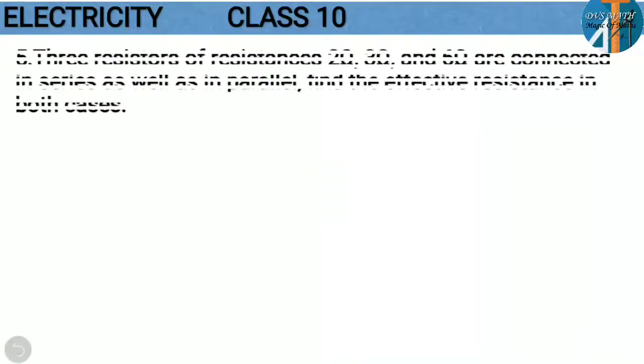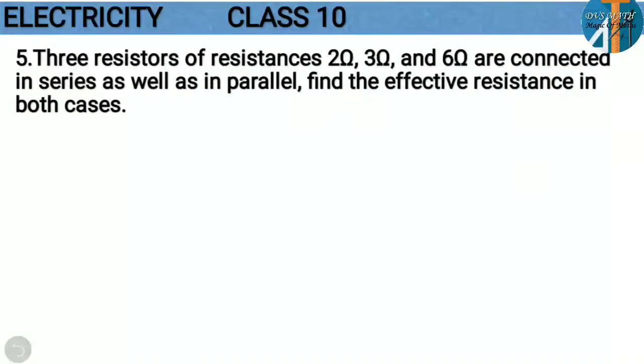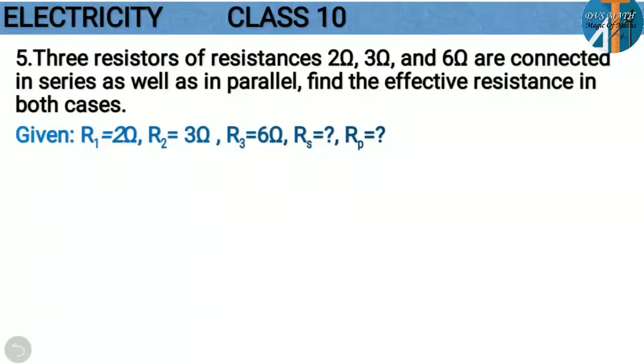So next: 3 resistors of resistance 2 ohm, 3 ohm and 6 ohm are connected in series as well as in parallel. Find the effective resistance in both cases. Observe here, there are 3 resistors: 2 ohm, 3 ohm, 6 ohm. They are connected in series, and after that in parallel, and we have to find the effective resistance in both cases. As you all know, let us write the given: R1 is 2 ohm, R2 is 3 ohm, R3 is 6 ohm. You have to find RS and RP.